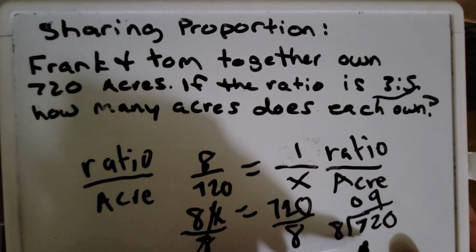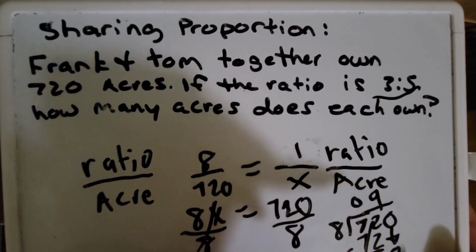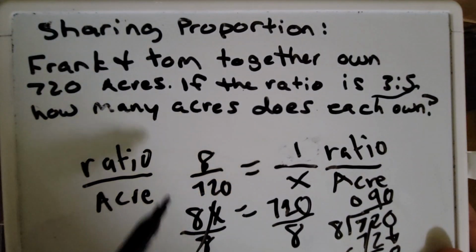8 goes into 72 9 times. Bring down the 0. 8 can't go into 0, so your answer is 90. So we know that in the ratio, 1 part of 8 is equal to 90.